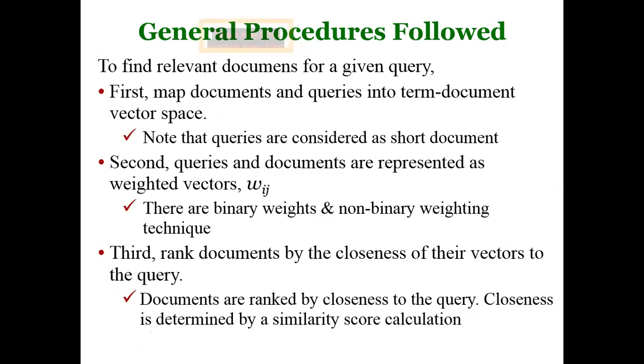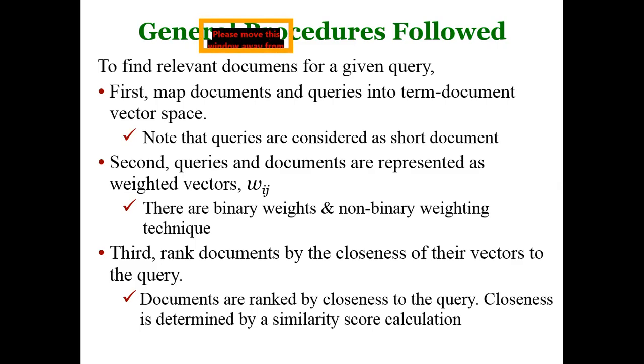Once we construct the term-document matrix, which lists the terms against the list of documents, the cells at the intersection between terms and documents are weighted. For weighting, we have mainly two techniques, binary and non-binary. Binary means just assigning zeros and ones. If the term appears in a given document, assign it 1. If the term doesn't appear in that document, assign it 0.